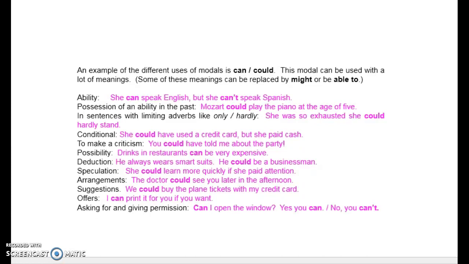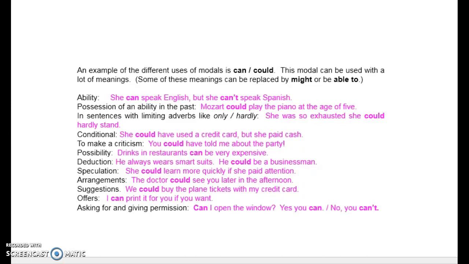You have a deduction. He always wears smart suits. He could be a businessman. There you are making a deduction. A speculation. She could learn more quickly if she paid attention. She doesn't pay attention, she won't learn more quickly. So there you are speculating.